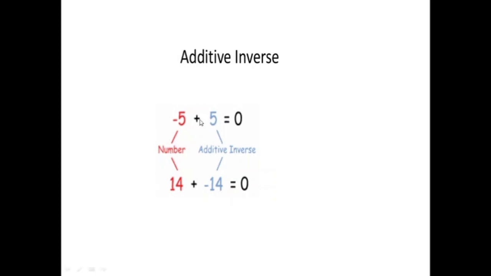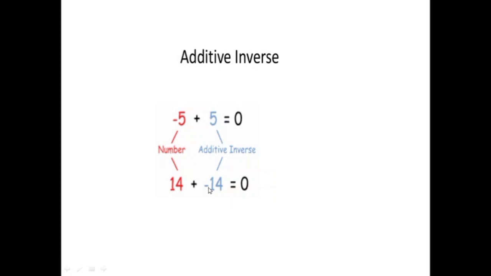Suppose minus 5 is a number given. So if we add 5 to it, we'll get the result 0. That means 5 is the additive inverse of minus 5, and in the same way minus 5 is also the additive inverse of 5, because when these two are added they give the result 0. Another example we can see, 14 plus minus 14 is equal to 0. That means minus 14 is the additive inverse of 14, and in the same way 14 is the additive inverse of minus 14.